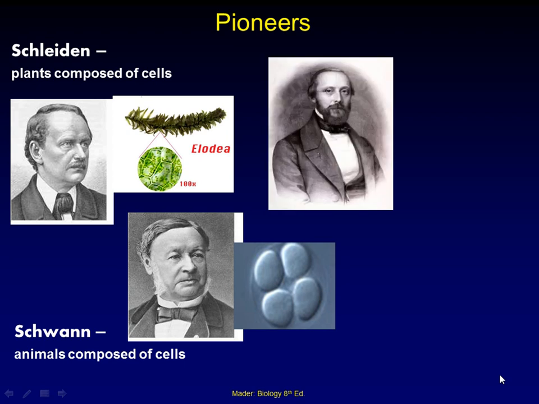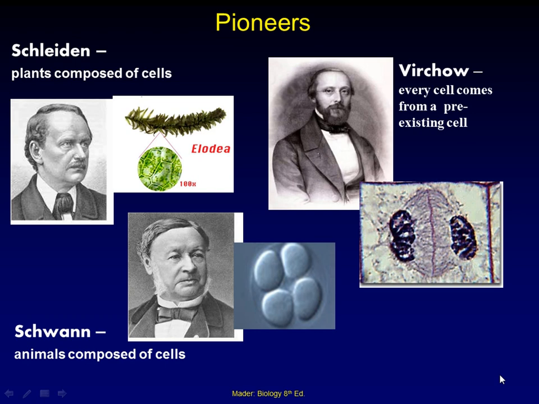Another gentleman by the name of Virchow, a very, very famous cytologist. Cyto means cell. Okay, he said every cell comes from a pre-existing cell. Every cell comes from a pre-existing cell. I think that's kind of awesome to think about. Every cell in your body, millions and millions and millions, billions of them, every cell in your body had to come from another cell. Wow. Every cell on the planet came from another cell.